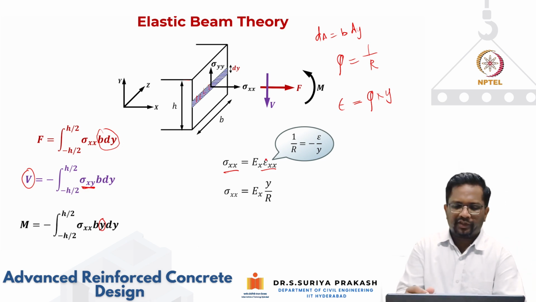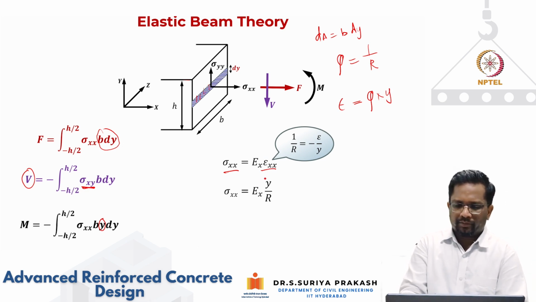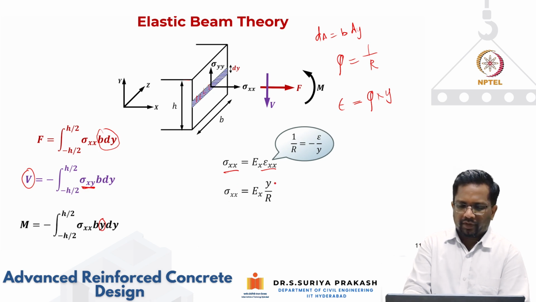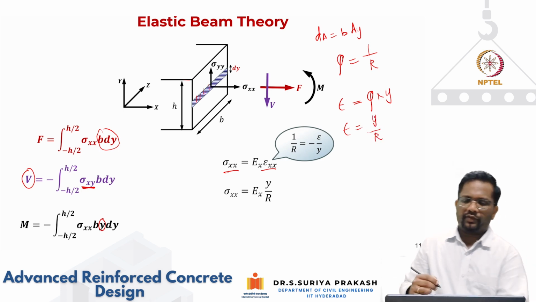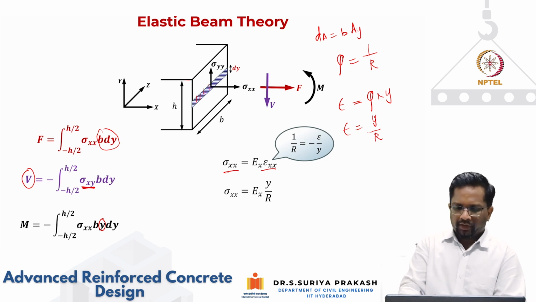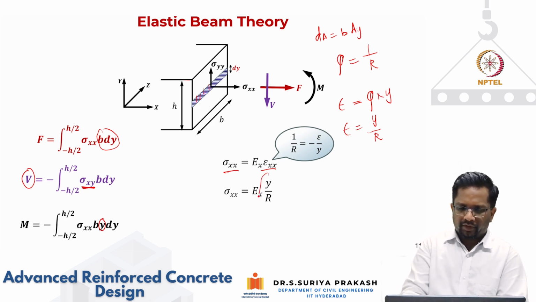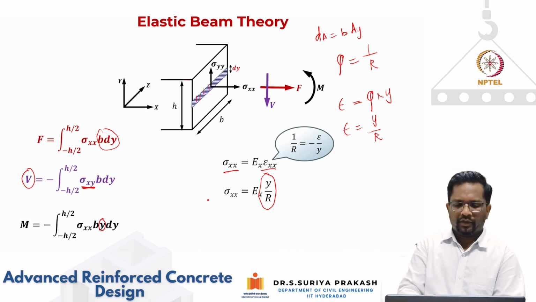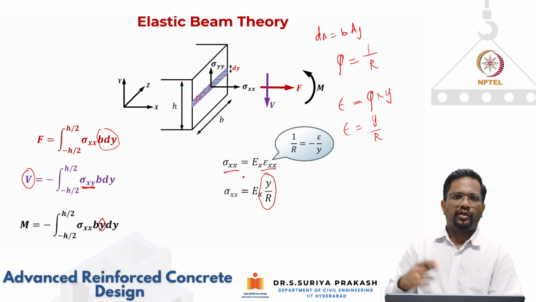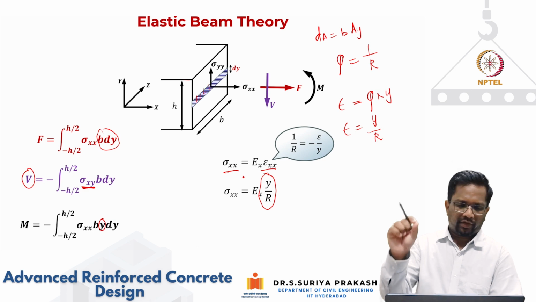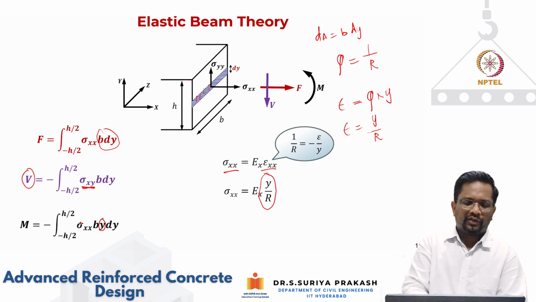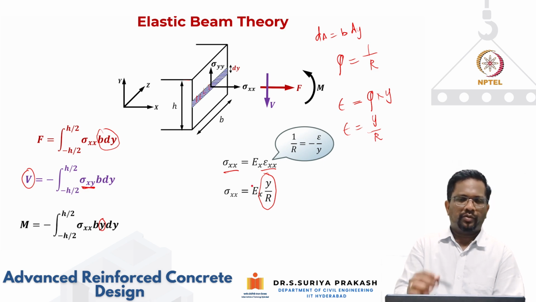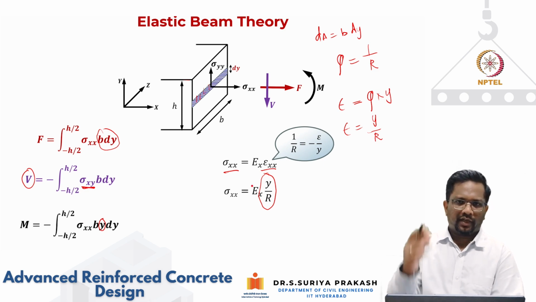If I replace epsilon xx in terms of curvature, then epsilon is nothing but y by r, because phi is 1 by r. So if you substitute here, epsilon is y by r. So sigma can be expressed as elastic modulus multiplied by y by r for that particular distance. Of course, I have to integrate this. So now sigma is expressed in terms of the elastic modulus and the distance of the fiber.